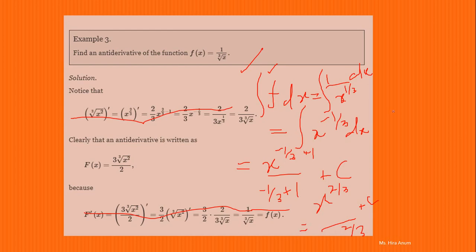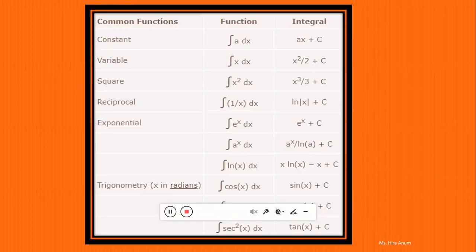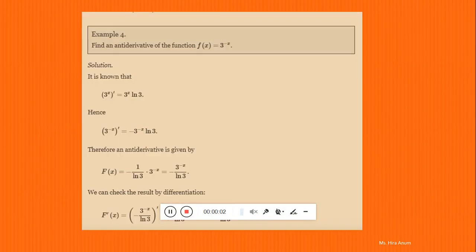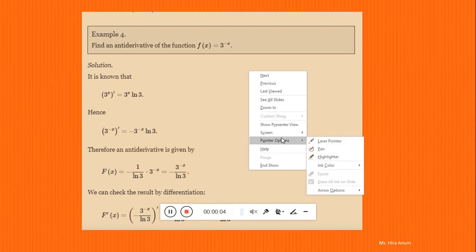So the answer becomes x power 1 over cube, which equals the cube radical of x squared, over 2 by 3. Multiplying by 3 here, the answer is 3 cube radical x squared over 2 plus c. You can see the next example.